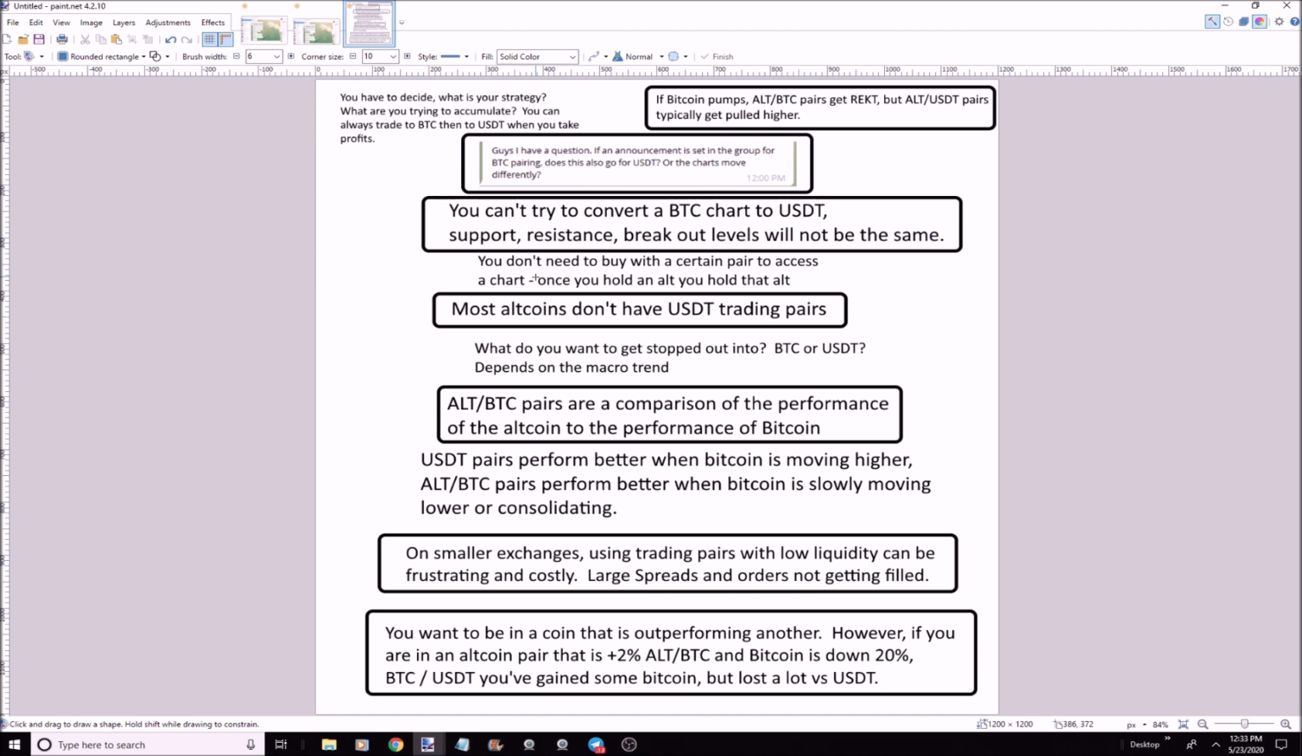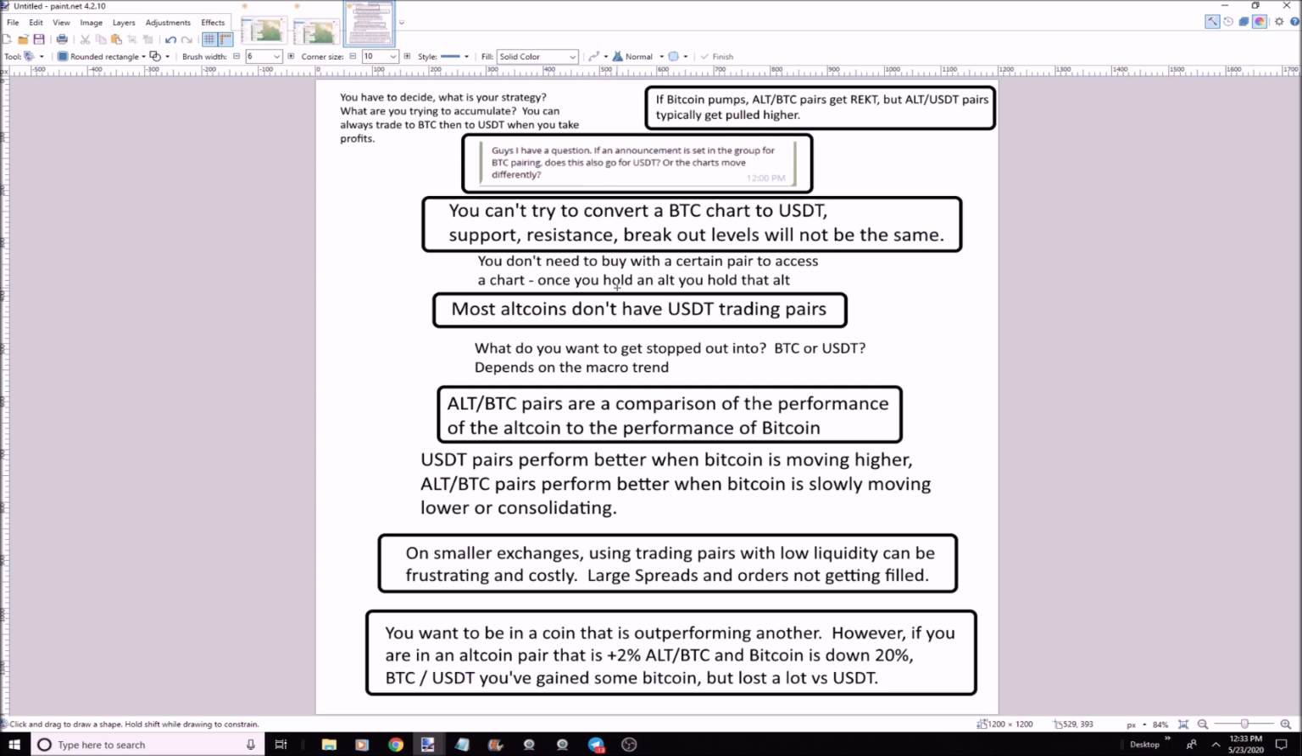What that chart is showing you is a graphical depiction of the performance of any altcoin compared to Bitcoin for alt BTC pairs. Alt USDT pairs are compared to USDT. So it's showing you the relationship. Like, how is this altcoin performing against Bitcoin?